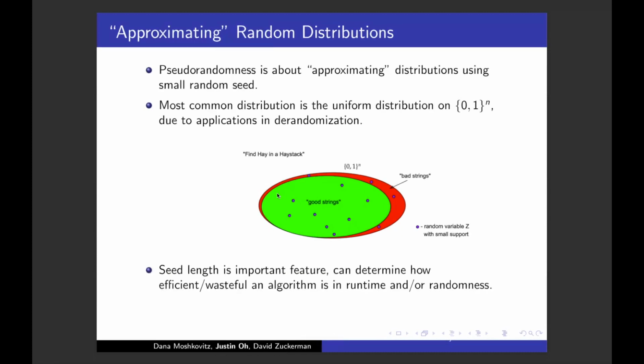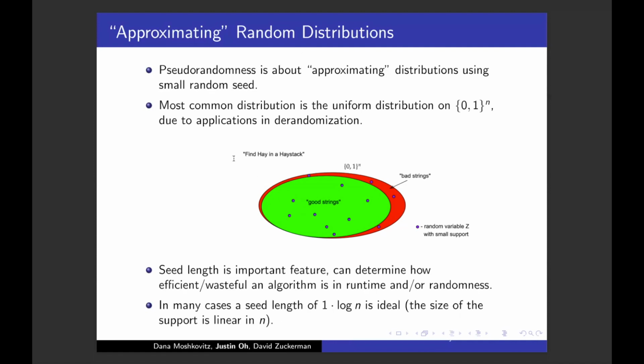As we said, the seed length is often an important feature here, as this can determine how efficient or wasteful an algorithm is in terms of runtime, or just in terms of the amount of randomness that you need to use to run the algorithm. In many cases, a seed length of 1 times log n is ideal. What this means is that the size of the support is linear in n. And this is the regime that we're going to be studying in this talk. We're going to be studying how we can get a 1 times log n support for a very specific type of distribution.